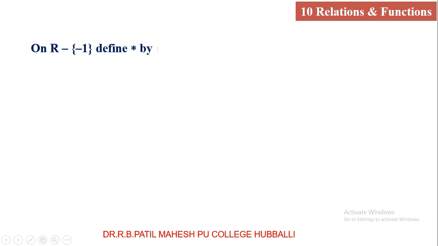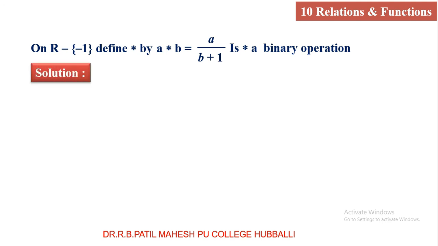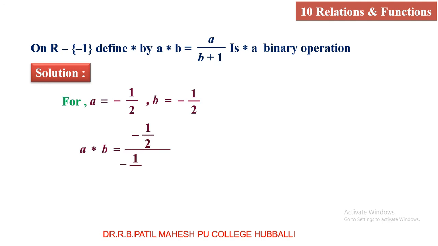On R minus the set {minus 1}, define star by a star b equal to a upon b plus 1. Is star a binary operation? 1 mark question. We have a equal to minus 1 by 2 and b also minus 1 by 2. So a star b equals minus 1 by 2 upon minus 1 by 2 plus 1. I am substituting the a, b values in the operation. So if you simplify, we get minus 1.